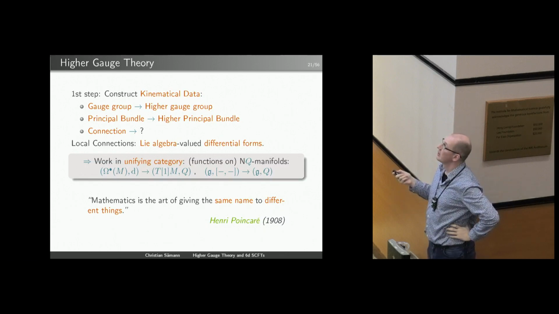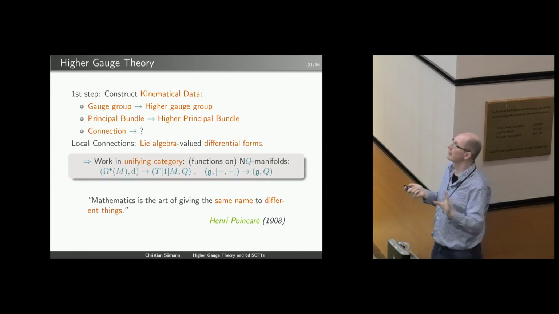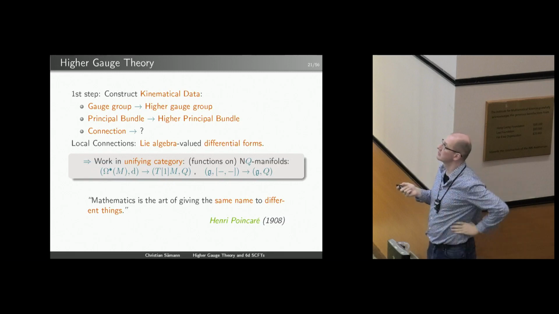Okay, so what do we need? Well, we need a gauge group. This will be replaced by a higher gauge group. In principle, we know how to construct that, right? So there's a few details, but that's in principle straightforward.